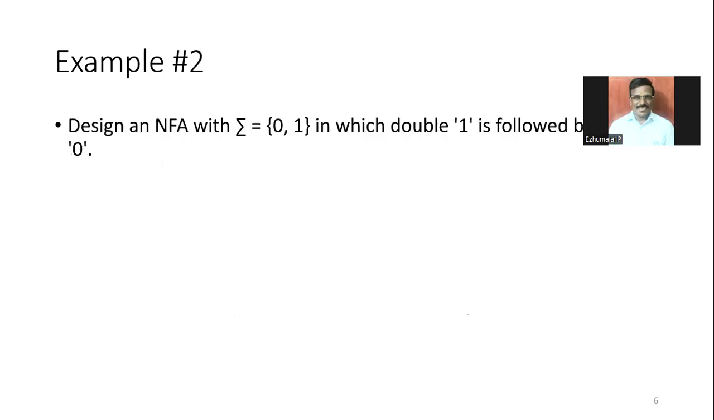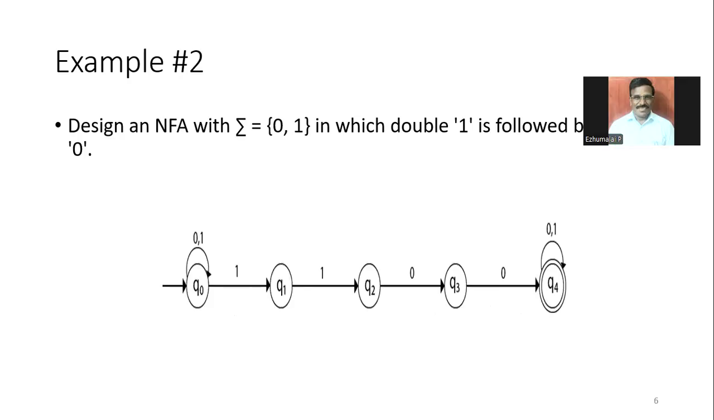Example 2. Design a non-deterministic finite automaton with input symbols 0, 1, in which double 1 is followed by double 0. First the input is double 1, then double 0. So there are five states: Q0, Q1, Q2, Q3, Q4. It is non-deterministic. Suppose you give 1 in Q0, one transition goes to Q0 and the other goes to Q1. Similarly, the second 1 goes from Q1 to Q2. Input 0 goes from Q2 to Q3, and another 0 goes from Q3 to Q4, the final state. So double 1 followed by double 0 reaches the final state. This is a non-deterministic finite automata example.